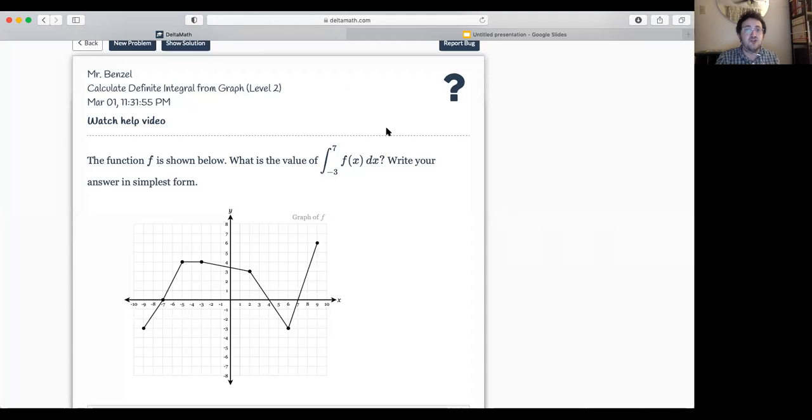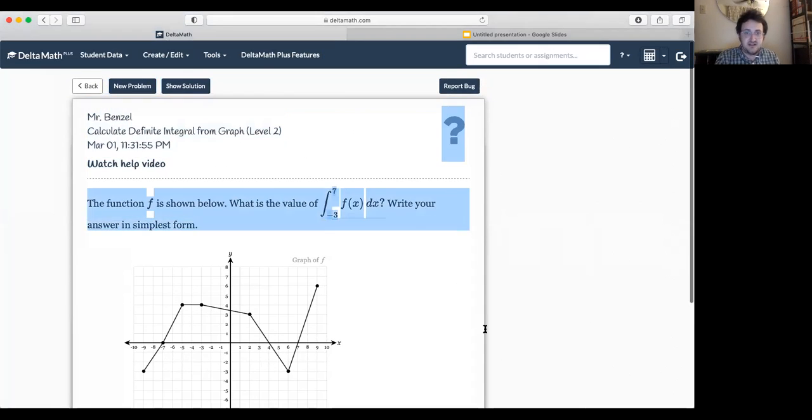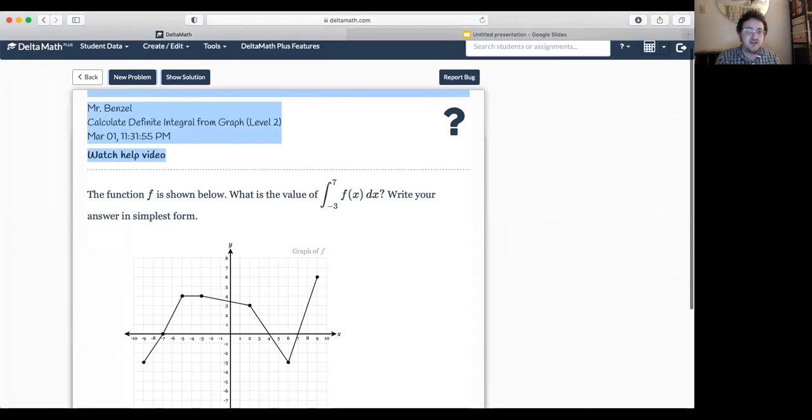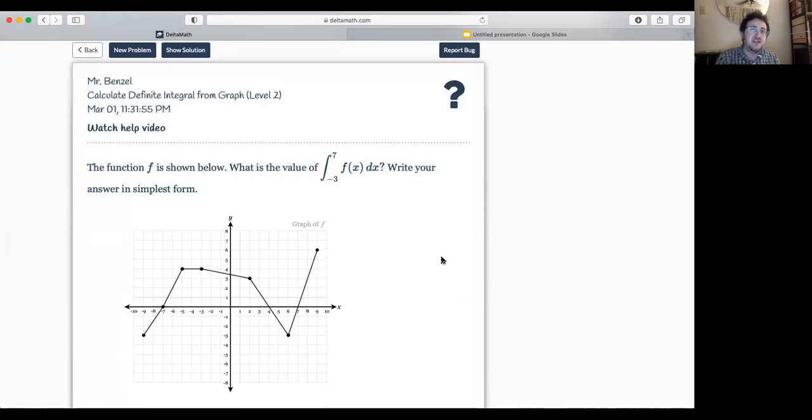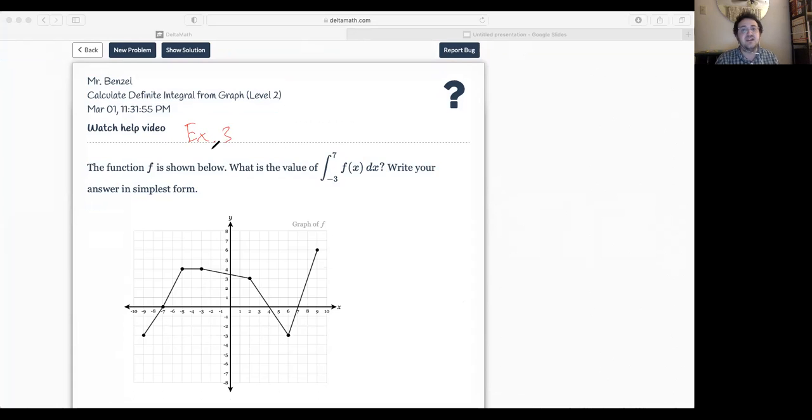All right, level 2. Level 2 still gives us pretty familiar shapes, but what we have kind of moved towards are above and below the x-axis. So I'm just going to go ahead and trace. So it's asking us in example 3 to find the area between the curve and the x-axis between -3 and 7. So I'm actually just going to kind of use a highlighter feature here. So here's -3, and here's 7.